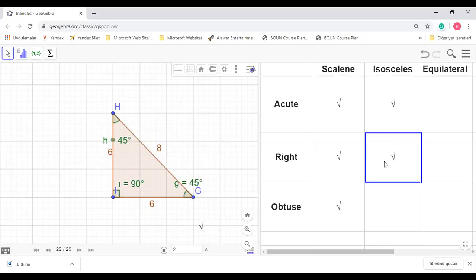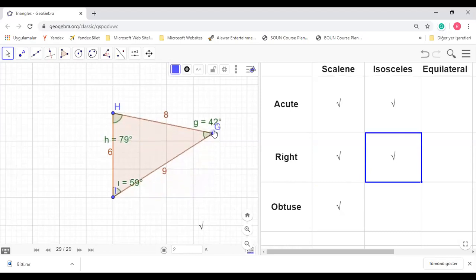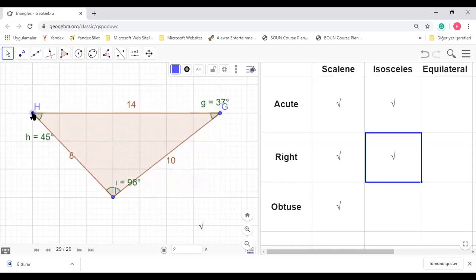Okay, what do you think about obtuse isosceles triangles? Can we draw it? Let's try. I think we can draw it like this. We did it. We created a triangle and one angle is an obtuse angle and two sides are equal.